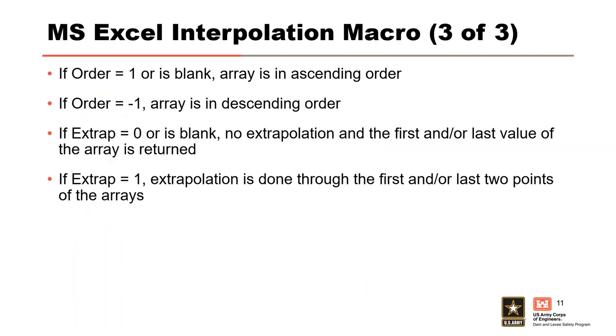If your data is in ascending order, you can either set the order input equal to 1 or leave it blank. If your data is in descending order, you will need to set the order input equal to negative 1, else the function will return an error. For extrapolation, no extrapolation will occur if the input is set to 0. Should the value that you are interpolating for fall outside of your data array, the function will return either the first or last value within the data array, depending on which side of the data your interpolation value falls. If the extrapolation input is set equal to 1, the extrapolation will be performed using either the first 2 points or the last 2 points of the data arrays.